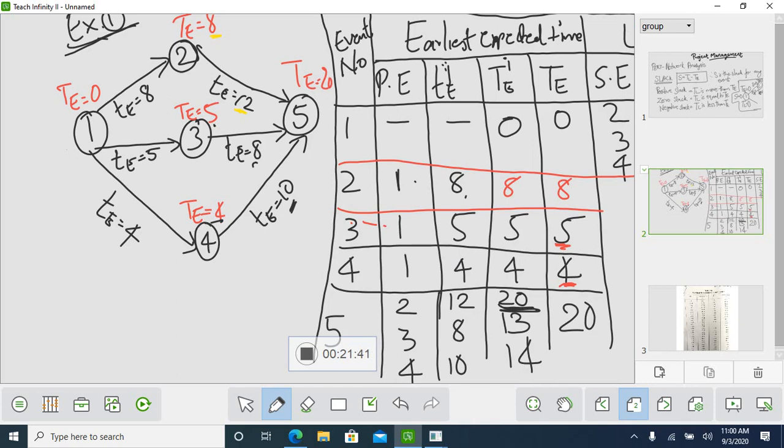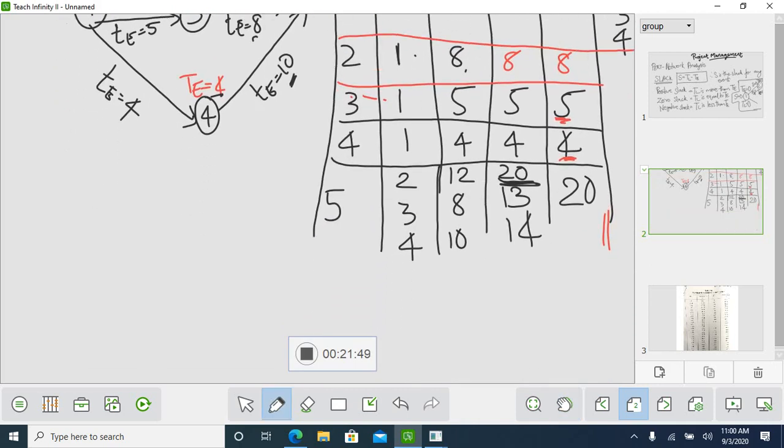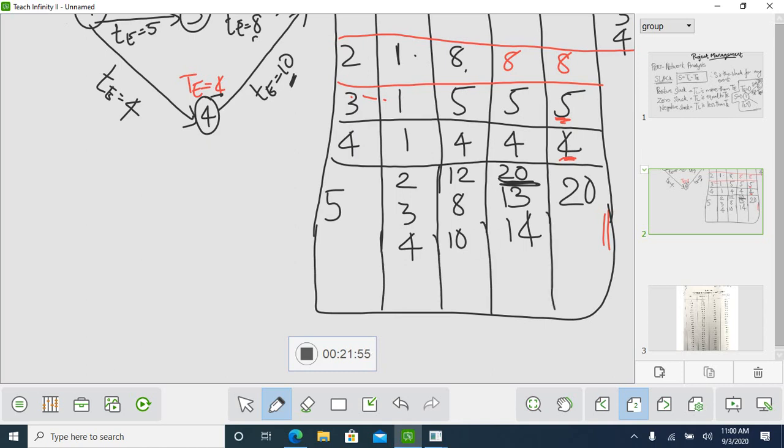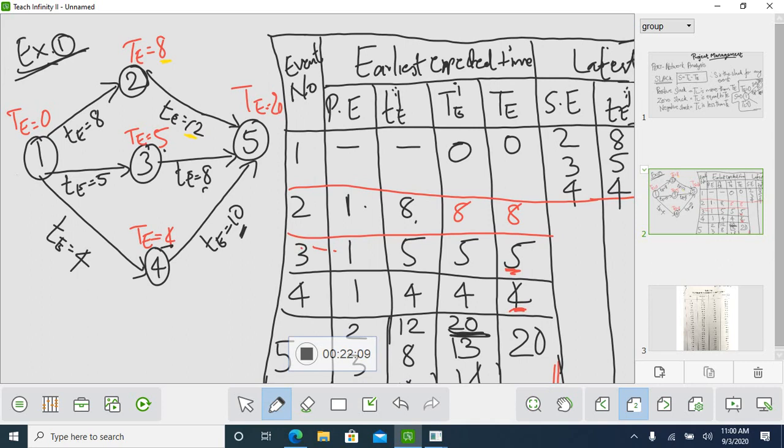So next, one part of your tabular column is done. That is your earliest expected time. Students, note it down. You have to write event, earliest expected time, predecessor event. You have to write your predecessor event. You have to write your expected time, TEIJ. Next TE. So yeah, you will be finding the TE. So this is your earliest expected time tabular column.